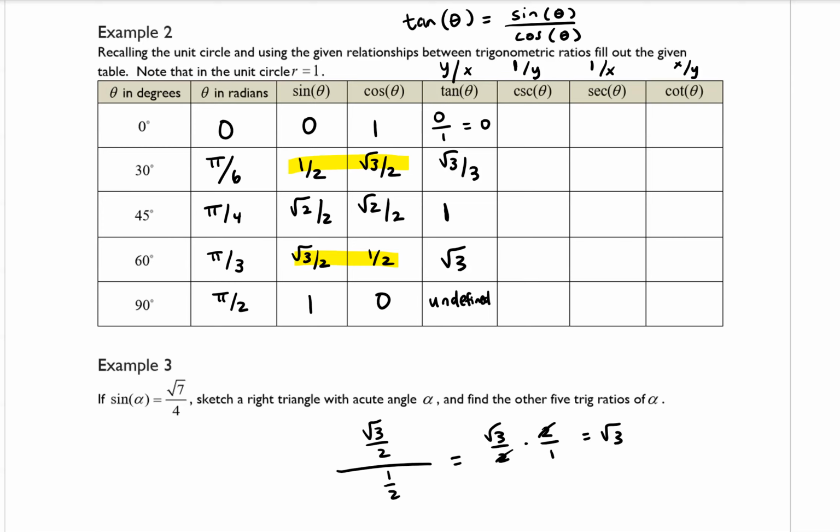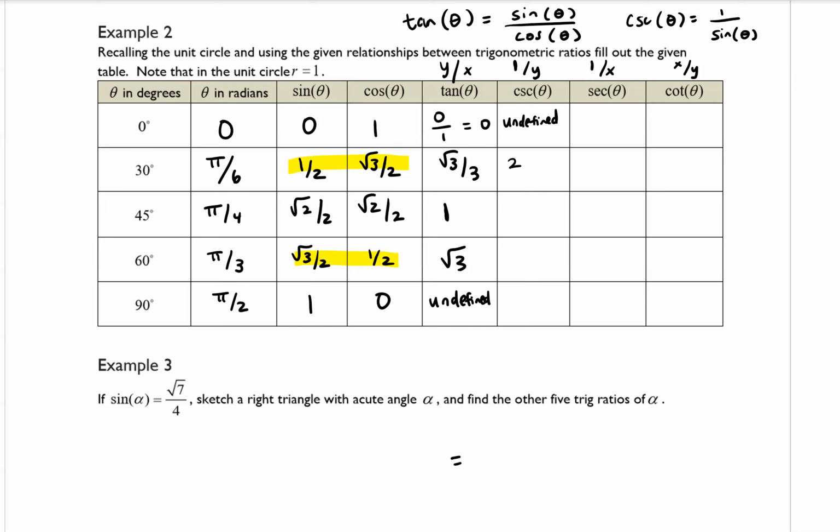All right, so now let's do cosecant of 0 degrees, which is 1 over y, but another relationship is that cosecant of theta is equal to 1 over sine of theta. And so I can take the reciprocal of the sine value. So 0 over 1, if we take the reciprocal of that, is 1 over 0. So it turns out that this is undefined. The reciprocal of 1/2 is 2 over 1, which is just 2.